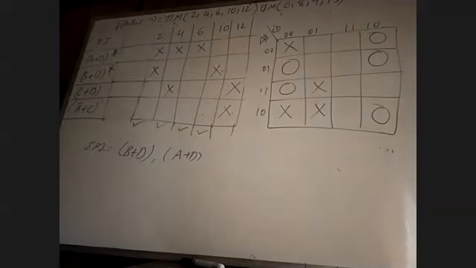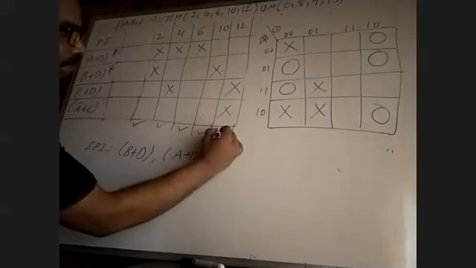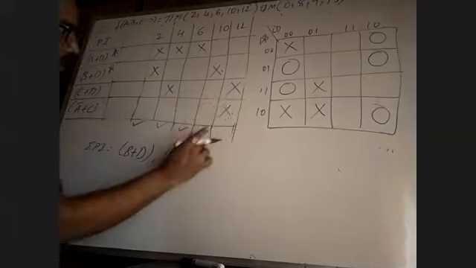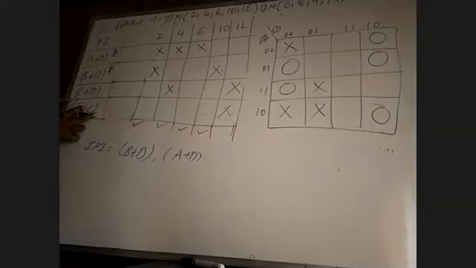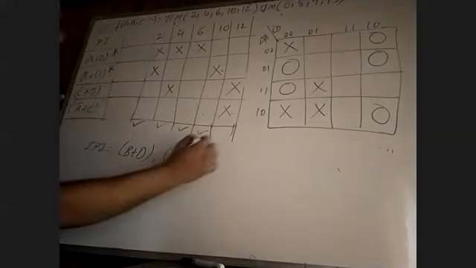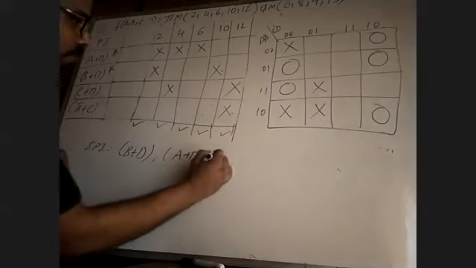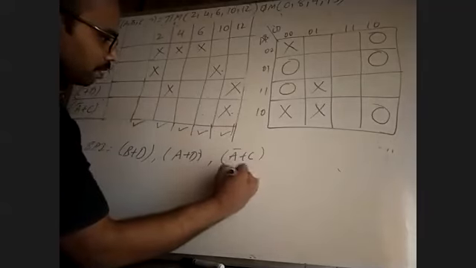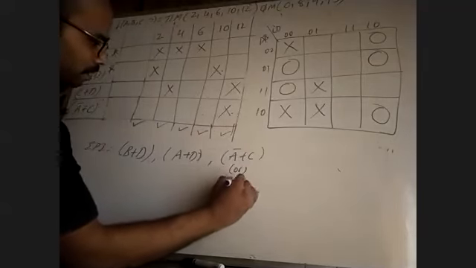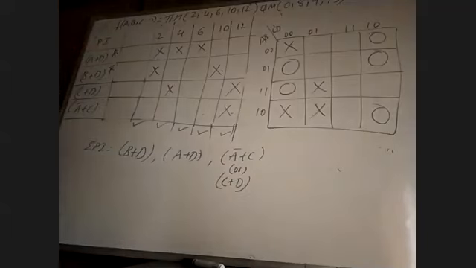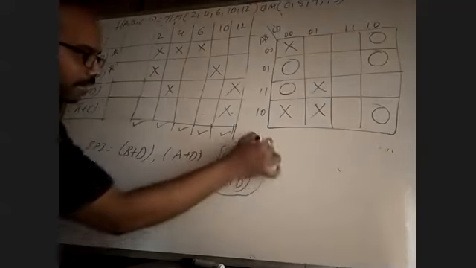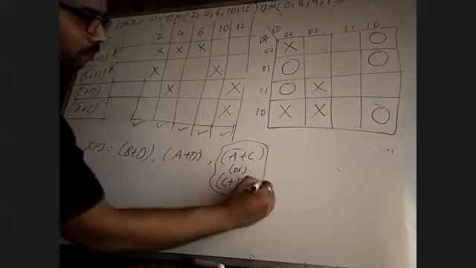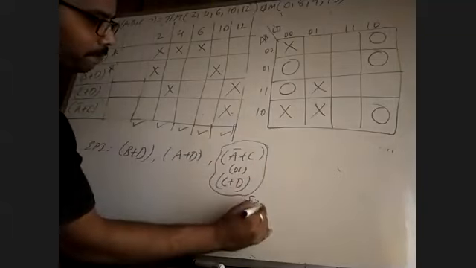To select 12, I can select C plus D or A bar plus C. If I select this, I can write the prime implicant as A bar plus C or C plus D. That is, by selecting this, I can choose either of these. We have two options now. Therefore, we call this a selective prime implicant.